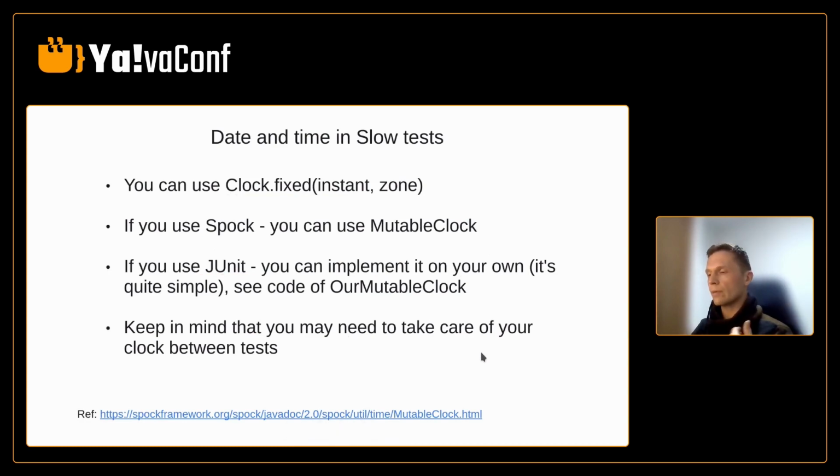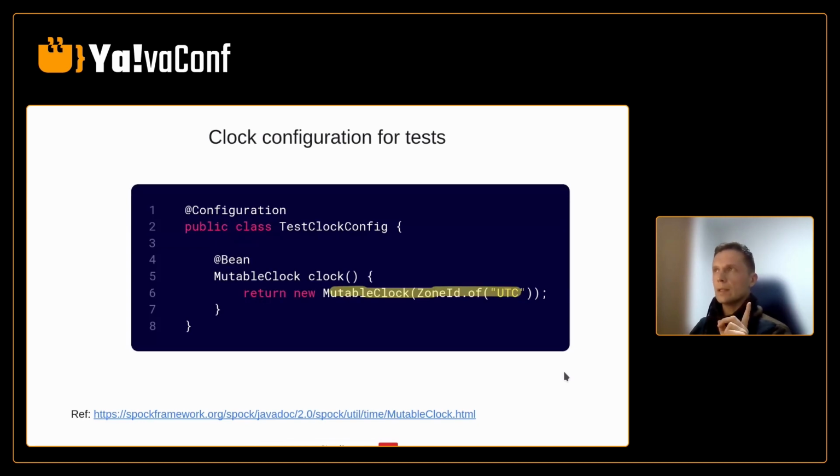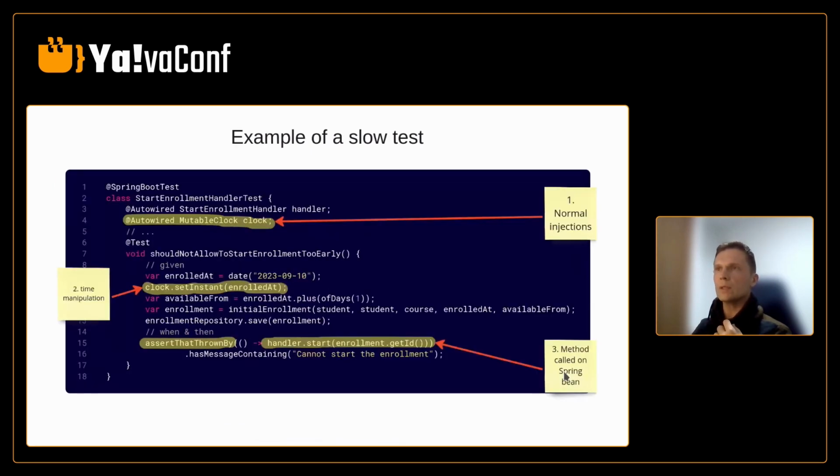For example, in my case, we have a project that uses both JUnit and Spock, so we have this without any issue. The configuration for Spring for tests will look like this. This is a singleton located in the test code. It's a mutable clock with time zone UTC, and it's a singleton. So essentially now you have a mutable clock in your application in tests in one place, and you will be able to manipulate the date and time.